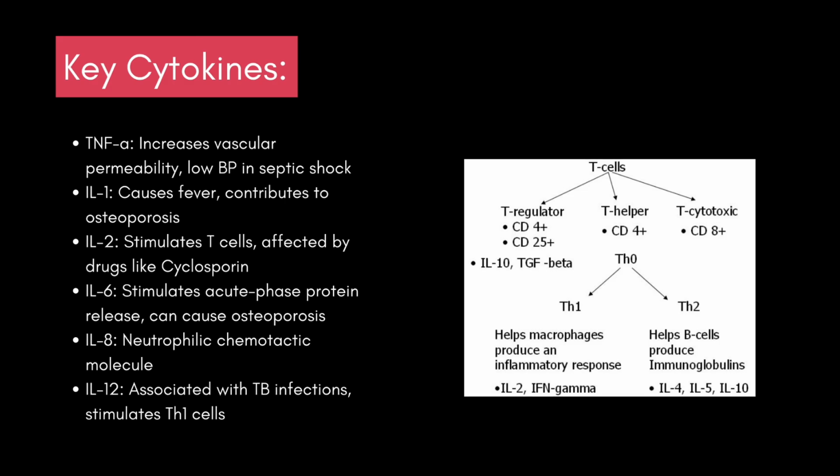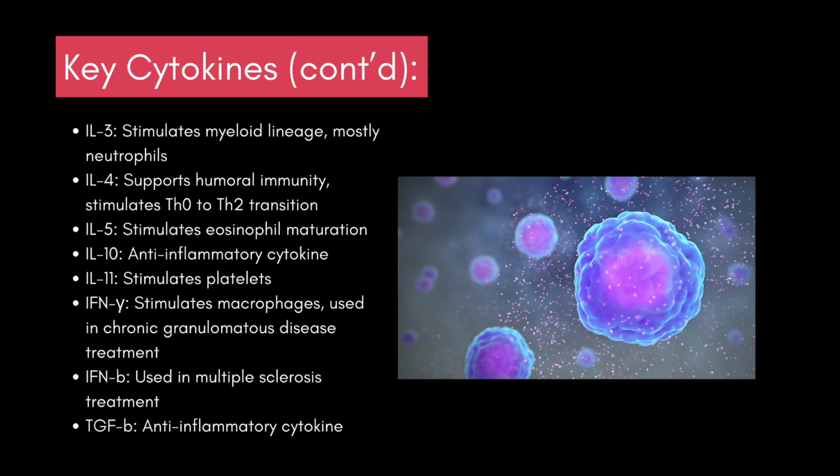Moving on, let's go ahead and take a look at some more key cytokines. We have IL-3, which stimulates myeloid lineage, mostly neutrophils. IL-4, which supports humoral immunity, stimulates Th0 to Th2 transition. IL-5, which stimulates eosinophil maturation. IL-10, which serves as an anti-inflammatory cytokine.